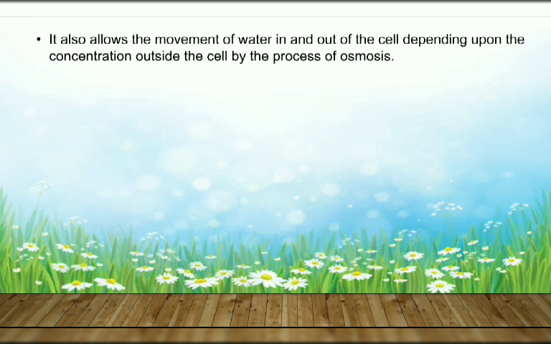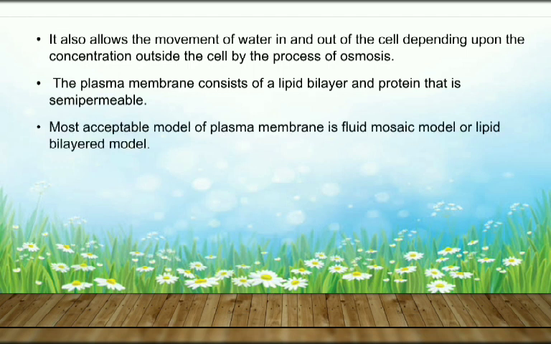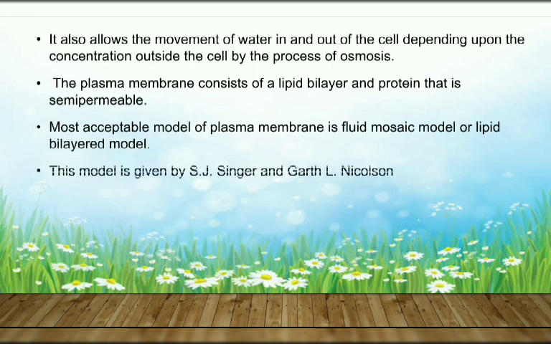that process is called osmosis. Now plasma membrane, I already told you, is made up of lipoprotein, that is lipid plus protein. The accepted model of the plasma membrane is called the fluid mosaic model, also called the lipid bilayer model. This model was given by two scientists, Singer and Nicholson. In that there are two layers of lipid.